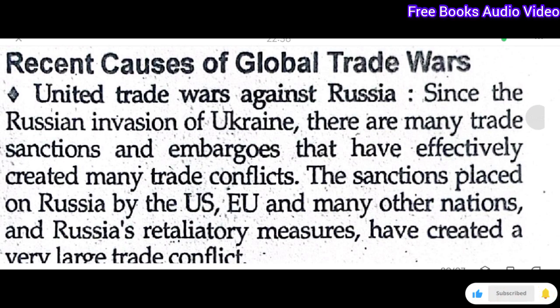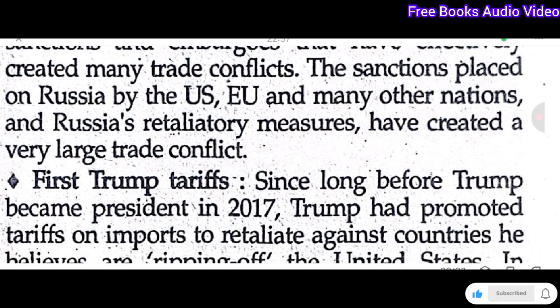Recent causes of global trade wars. Trade wars against Russia. Since the Russian invasion of Ukraine, there are many trade sanctions and embargoes that have effectively created many trade conflicts. The sanctions placed on Russia by the US, EU, and many other nations, and Russia's retaliatory measures have created a very large trade conflict.